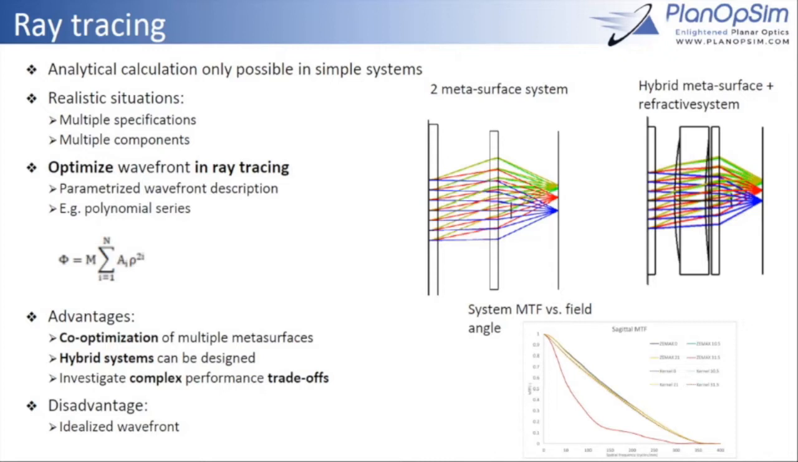We've seen a couple of nice talks already today showing that hybrid systems allow you to correct and balance the aberrations of one component against the next. It's something that optical designers are very skilled at. Of course, we can investigate these complex trade-offs that exist within our system. The disadvantage is that these wavefronts are idealized, so they generally don't take into account the errors that come from the fact that the transmission of your metasurface meta-atoms is not perfect, that you have phase approximation errors. It also doesn't take into account the limitations that are imposed by your meta-atom material system.